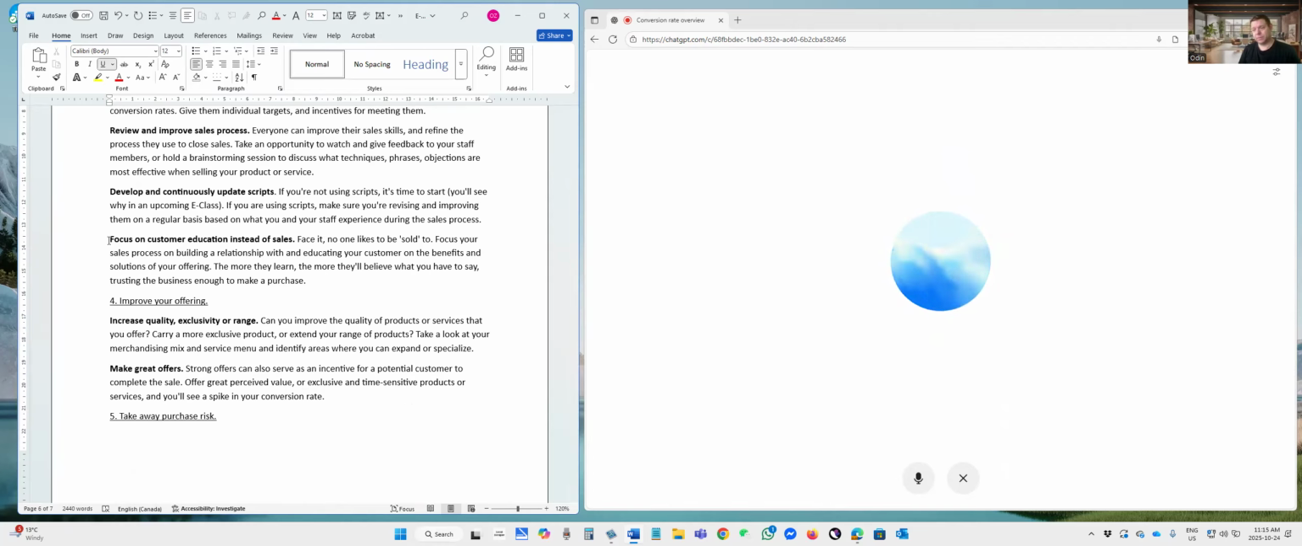Focus on customer education instead of sales. Face it, no one likes to be sold to. Focus your sales process on building a relationship with and educating your customer on the benefits and solutions of your offering. The more they learn, the more they'll believe what you have to say, trusting the business enough to make a purchase. And that wraps up that section.